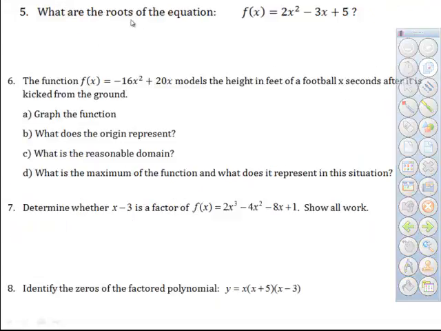This one, it says, what are the roots of the equation? Now, think back. What are roots? What's another word for roots? Well, we've got solutions. We've got zeros. Okay. Is factors roots? Nope. Factors are not roots, but that's how we find the roots. We get it to be in factored form. So that's what I want you guys to do.